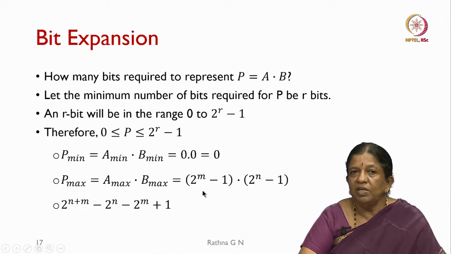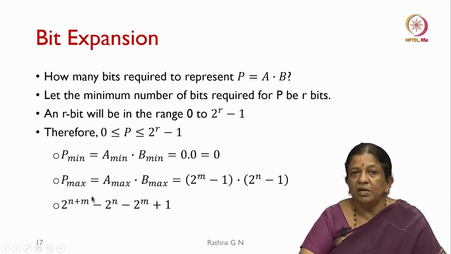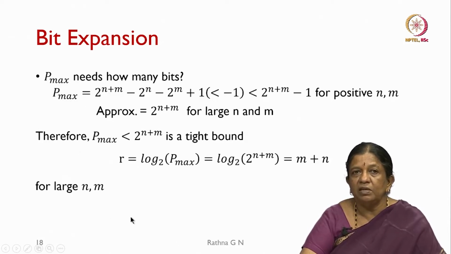So then we know that there are m and n bits. So it will be (2^m minus 1) times (2^n minus 1). When we expand this multiplication, we are left with 2^(n+m) minus 2^n minus 2^m plus 1, which is related to the number of bits that we need. So we will see how P max can be represented.